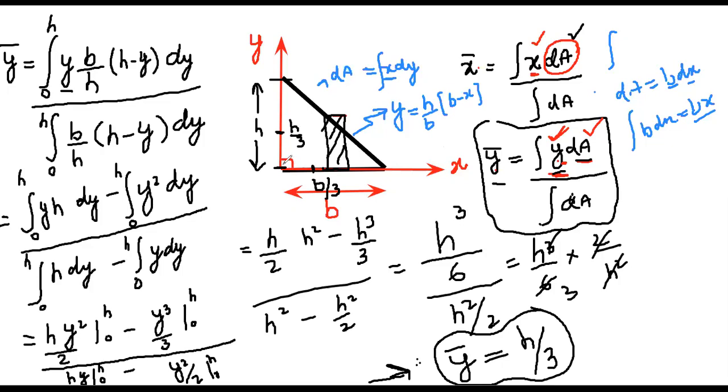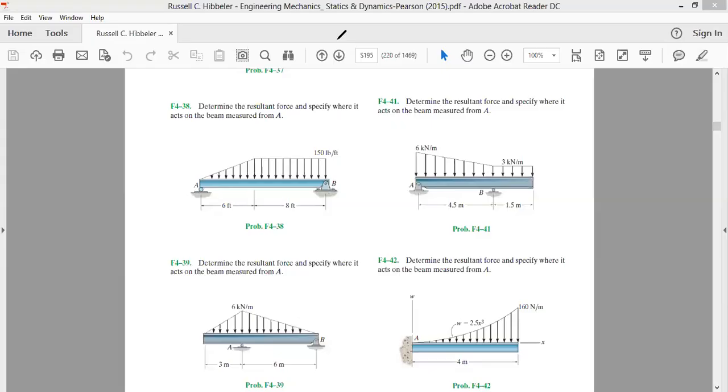So where is the centroid then? Go along the x-axis b by 3, go along the y-axis h by 3. The centroid is somewhere here. So this is the procedure of finding the centroid of a right angled triangle.